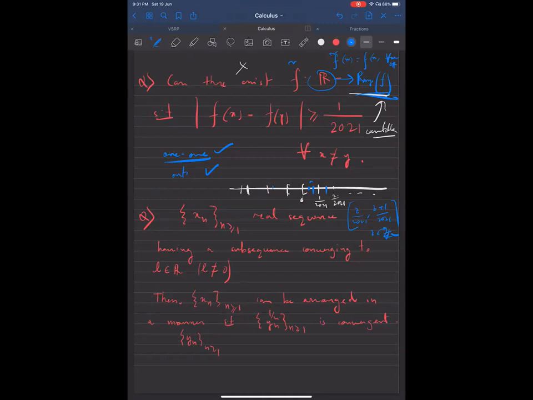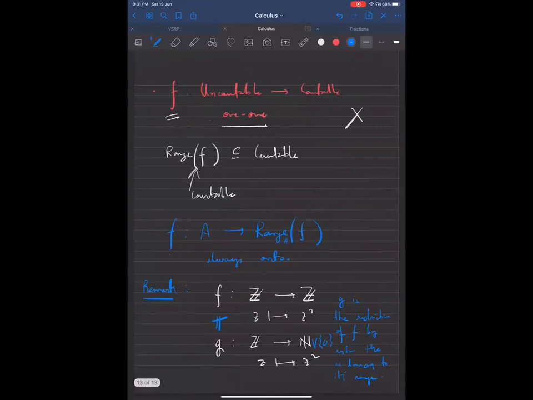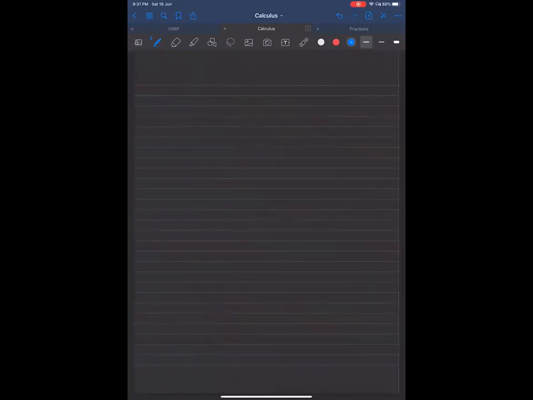Great. So let's now move on to, again, a very important part of sequences and series, that is subsequences. Suppose xn is a real sequence. Then x_{nk} is a subsequence, where n_{k+1} is greater than n_k.